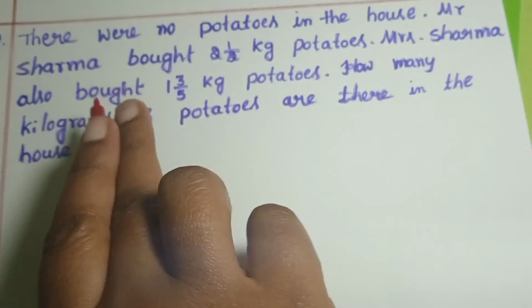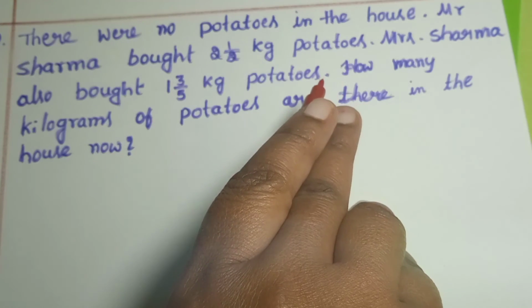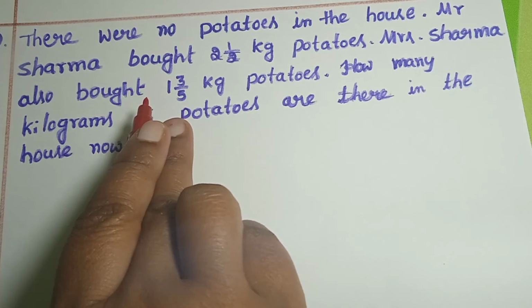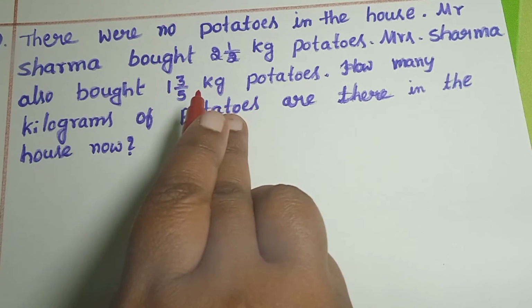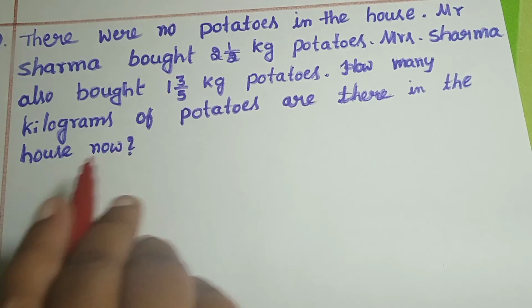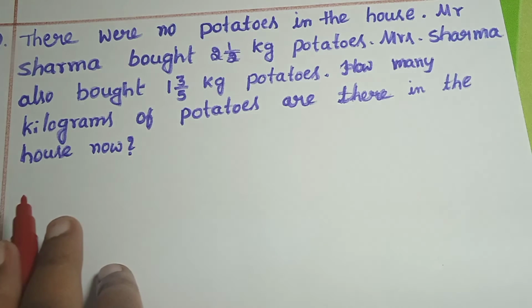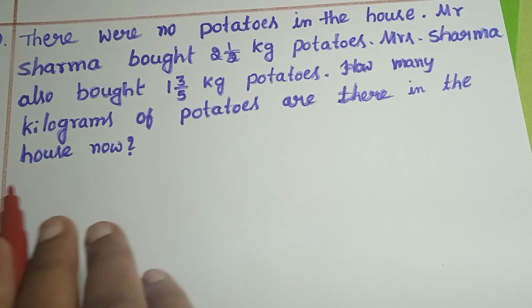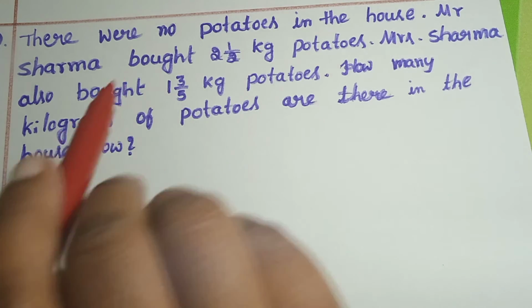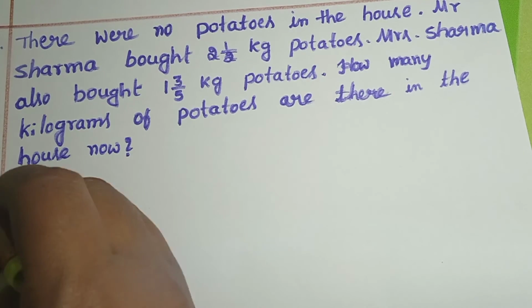Mrs. Sharma means his wife. His wife bought how many potatoes? 1 3 by 5 kg of potatoes. Okay, now we should find out how many kilograms of potatoes are there in their house. Okay, children, very easy problem. Okay, what should we write now? Solution.